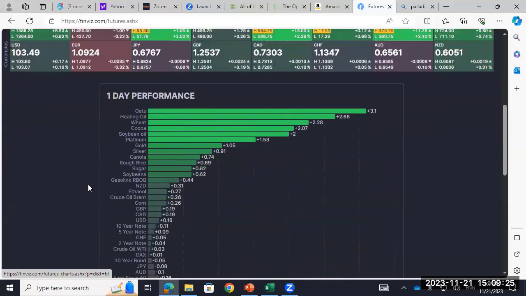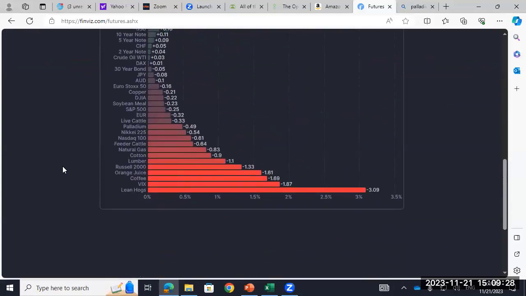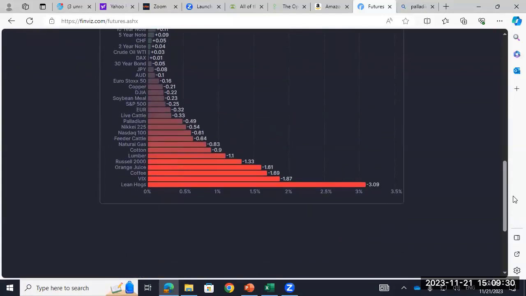So today oats are up 3.1%, and lean hogs are down 3%. I thought Thanksgiving's in 2 days. Wouldn't lean hogs be up?